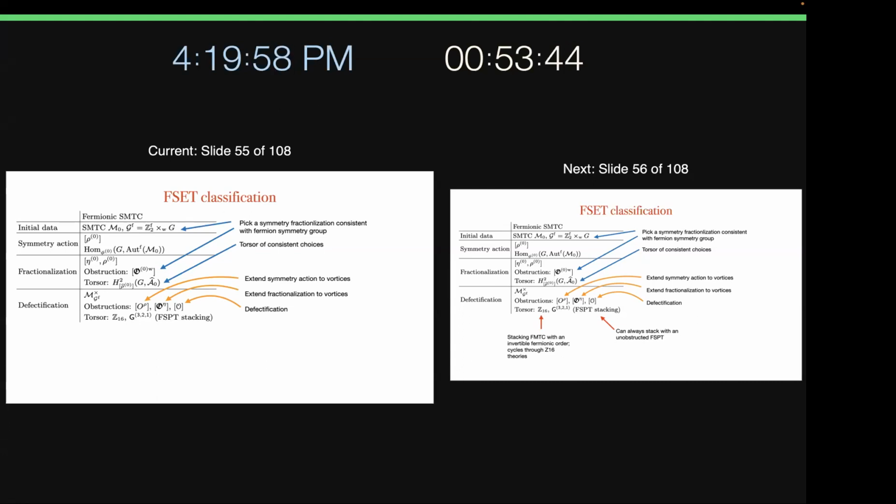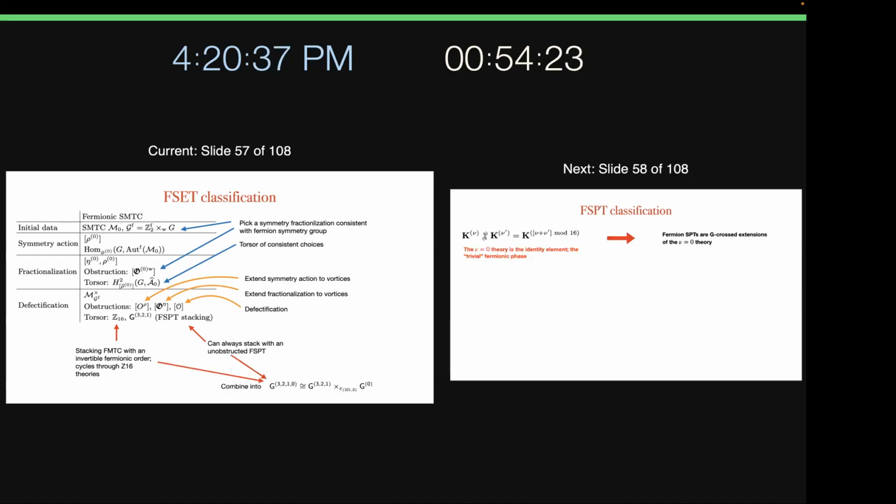The Z16 torsor is the set of invertible fermionic orders which have a GF-crossed extension. So it's a subset of Z16. Those theories can be stacked with our GF extensions and then we condense the fermions. That will cycle us through the allowed Z2F extensions of our super MTC.